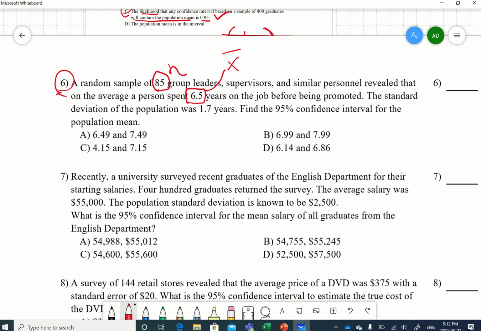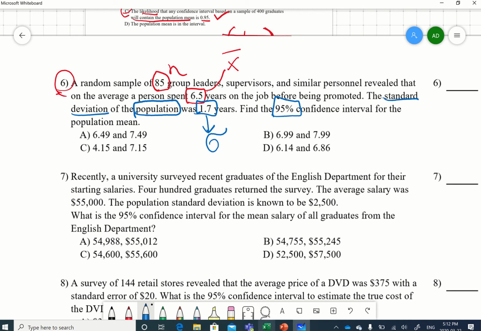This is important. It says standard deviation of the population. Standard deviation of the population is 1.7. So this is not the sample standard deviation, this is sigma, the population standard deviation. Find the 95% confidence interval for the population mean.